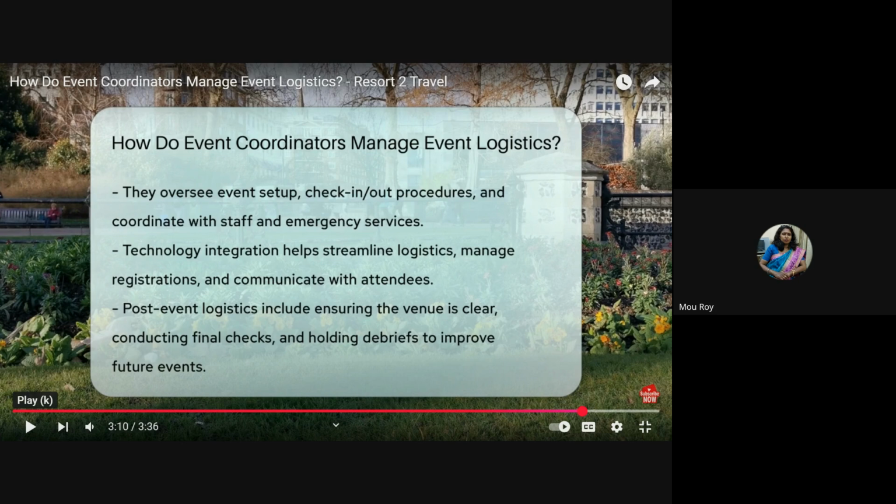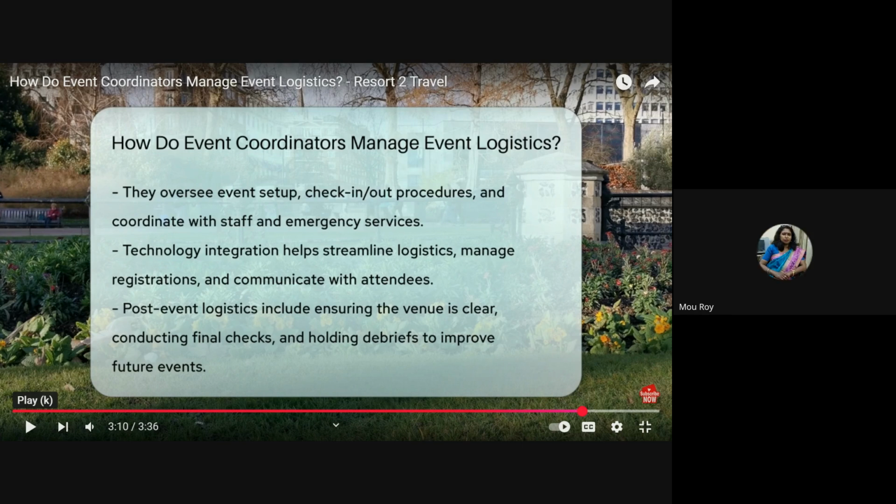Yes, I can see technology integration helps streamline logistics, manage registration, and communicate with attendees. That's the application that I made mention of. When I was going through this video, I realized that yesterday you were showing that technology integration helps streamline logistics, manage registration, and communicate with attendees. That is very important. Okay, good.